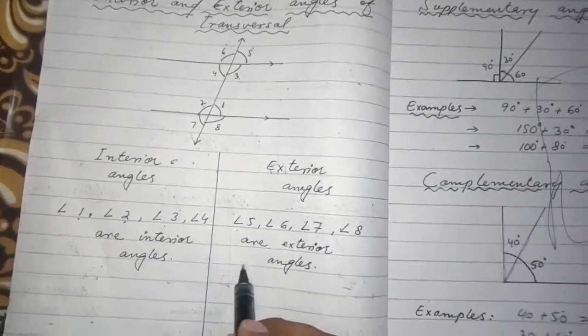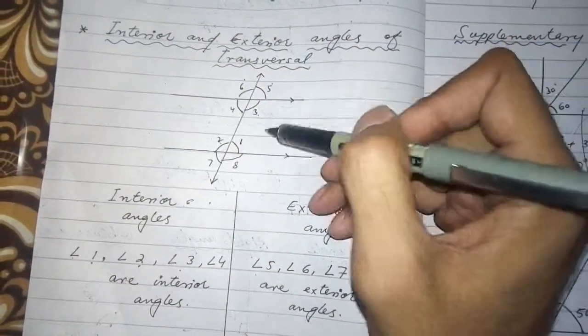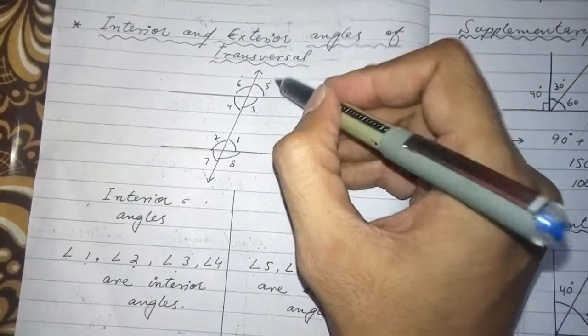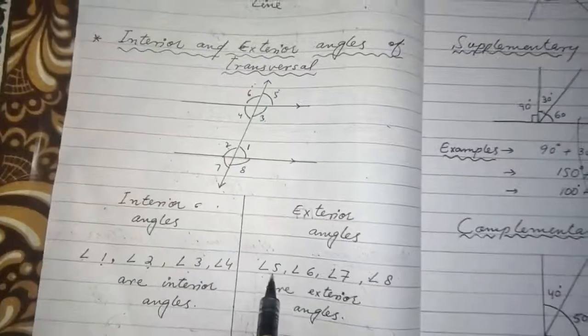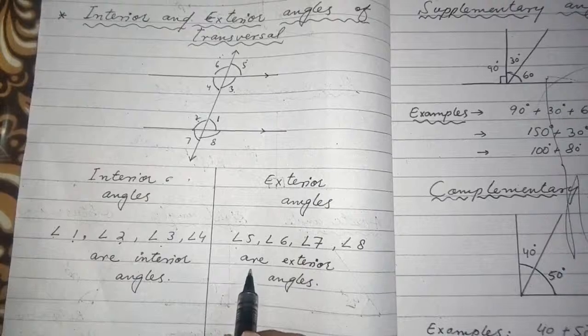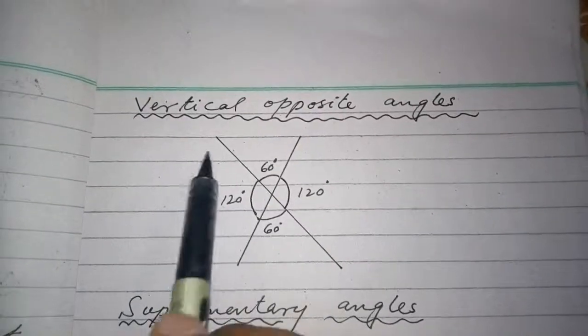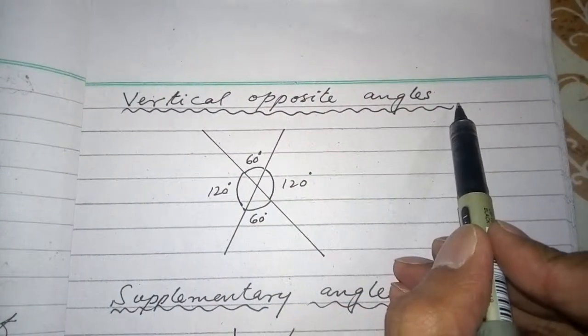Exterior angles are those angles which are on the exterior side, outside the parallel lines. 5, 6, 7, 8. Angle 5, angle 6, angle 7, angle 8 are exterior angles.